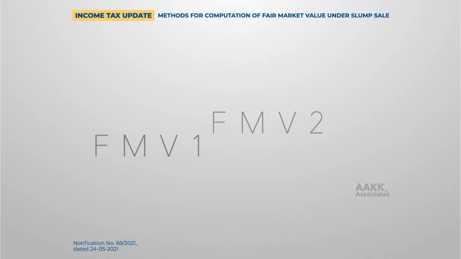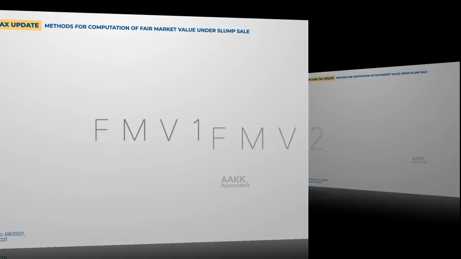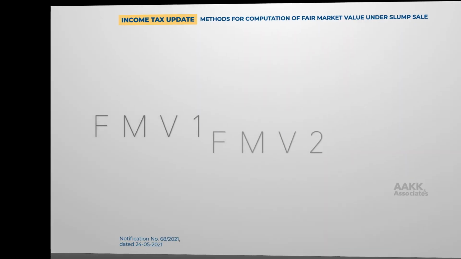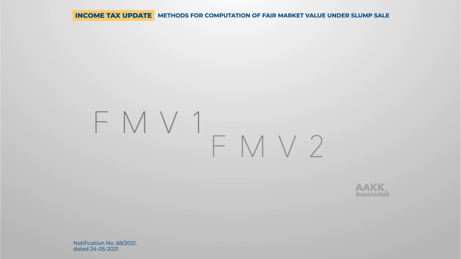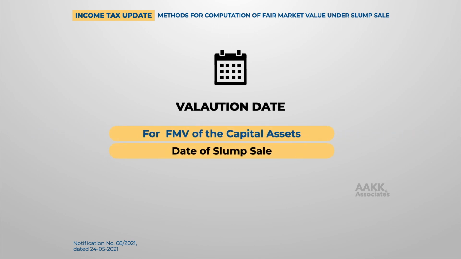We conclude that the fair market value of the capital assets of an undertaking, which is being transferred under a slump sale, shall be the higher of FMV1 or FMV2, as arrived at by the methods which we have discussed now. Now comes the question regarding the date as on which FMV is to be arrived. The valuation has to be done as on the date of slump sale.